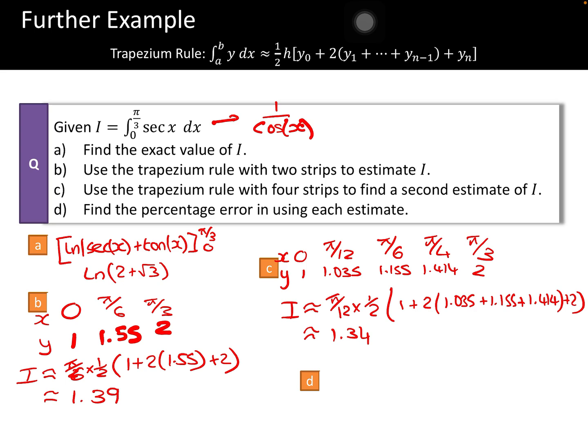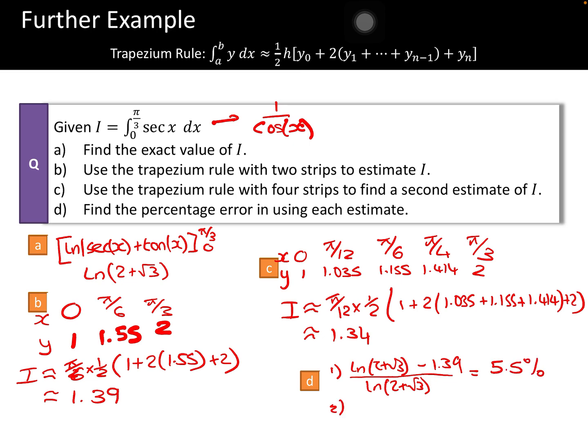Okay, so the last part, find the percentage error in using each estimate. Okay, so using estimate 1, we can work out our percentage error. So we will have to do log natural of 2 plus root 3 minus 1.39 over log natural of 2 plus root 3. And that was for part B, and we get 5.5% error.